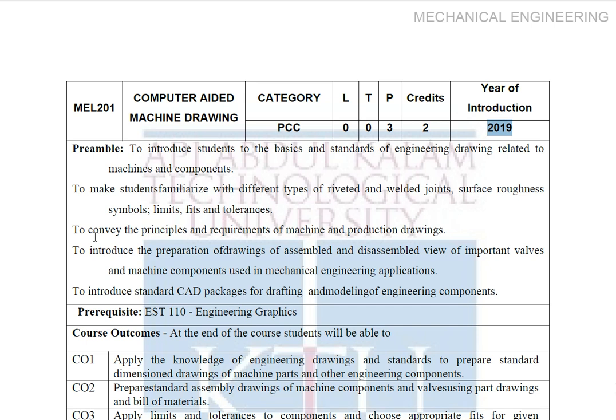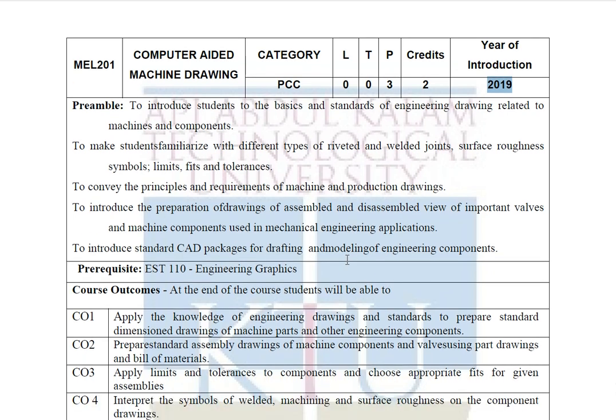The next objective is to convey the principles and requirements of machine and production drawings, followed by introducing the preparation of drawings of assembled and disassembled views of important valves and machine components used in mechanical engineering applications, and also to introduce a standard CAD package for drafting and modeling of engineering components. Here we will deal in detail with AutoCAD.